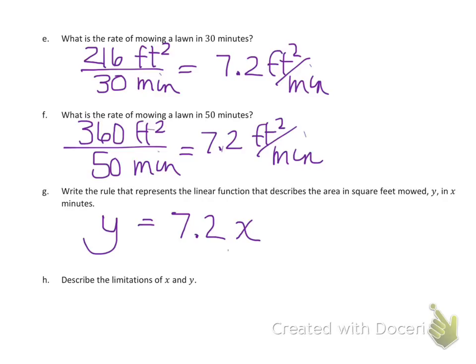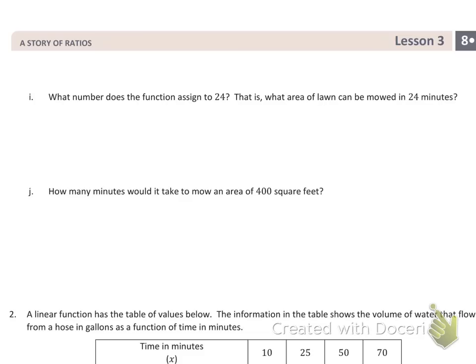So what limitations would there be on X and Y? Well, once again, X would have to be greater than or equal to 0, and Y would be greater than or equal to 0. Okay, so these last two ask us to use that function. So we've got Y is equal to 7.2 times X, or the total area mowed is 7.2 square feet per minute times the number of minutes.